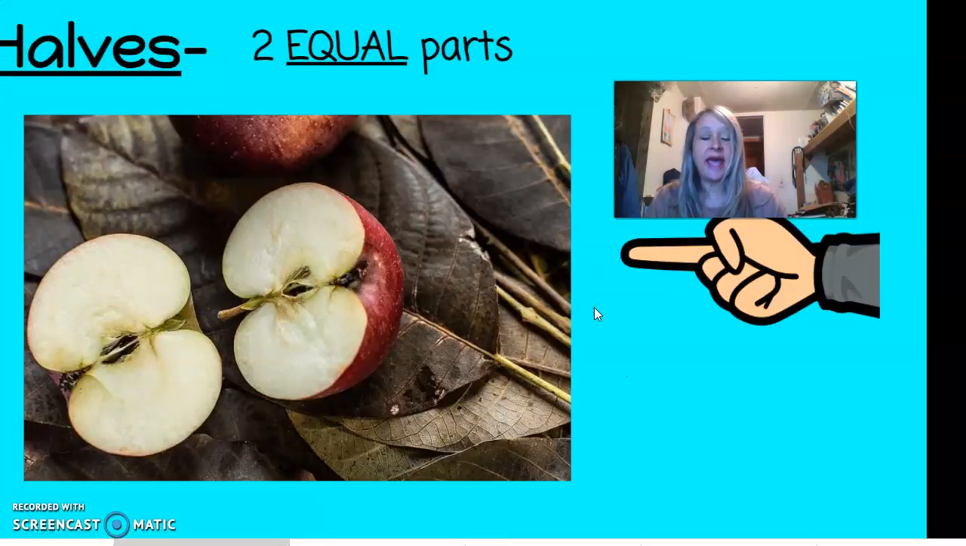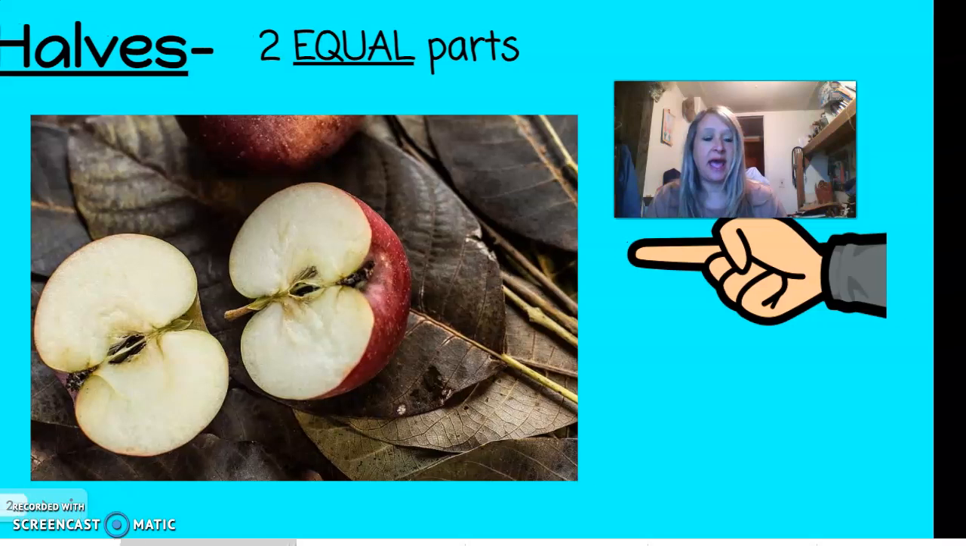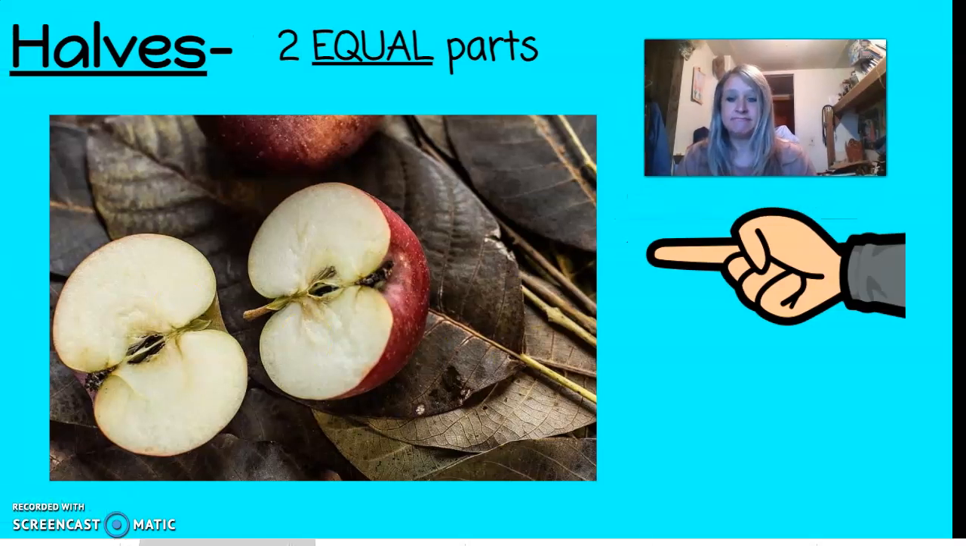These are called halves. Say halves. Halves are 2 equal parts. If both pieces are the same size, they are in half. They are divided or partitioned in half.